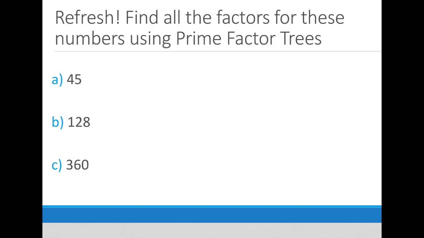Now, if you happen to have forgotten prime factor trees, this is a quick reminder. Write your 45 at the top, and write that as the product. Remember, product means multiply, so as the product of two numbers. I'm going to choose 5 and 9. Is 5 prime? Well, 5 is a prime number, so I'm going to put a circle around that, because that's it. And 9 is not prime.